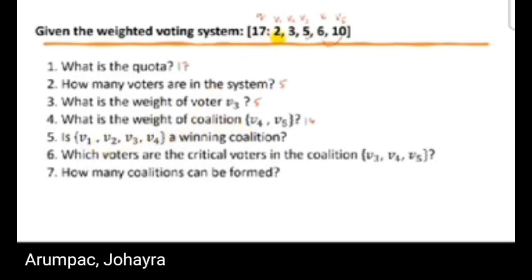Is V1, V2, V3, V4 a winning coalition? Let's see. V1, V2, V3, V4: 2 plus 3, 5 plus 5, 10 plus 6, 16. So we have 16, which is below 17. So it is not a winning coalition.